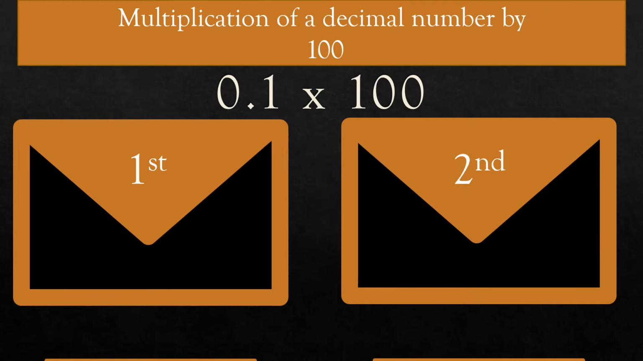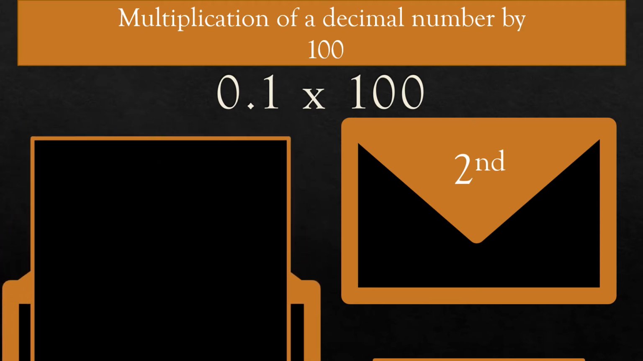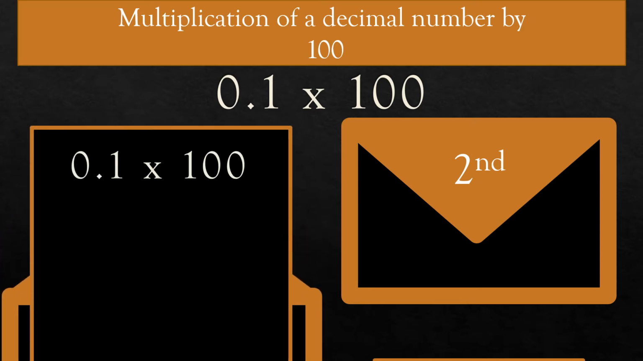For example, 0.1 multiplied by 100. There are two ways to solve this question. You can use any one of the methods. First way: see, if we multiply 0.1 by 100, the decimal point shifts two places to the right. Since there is only one digit, we will put a 0 and then a decimal. So count two digits from the right, 1, 2, and put a decimal in the product. So the answer is 10.